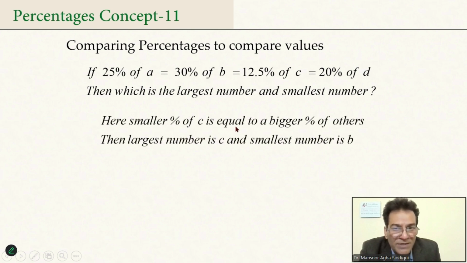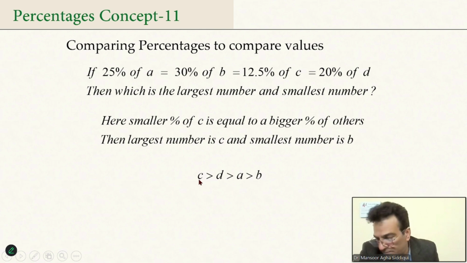So a smaller percentage of C is equal to a bigger percentage of others. As a result, the largest number should be C. And because a big part of B is equal to a small part of others, B should be the smallest number. If I arrange them in descending order, C is the biggest, followed by D, followed by A, followed by B, which is smallest. So C, which was 12.5%, the smallest part, is always the biggest actually.